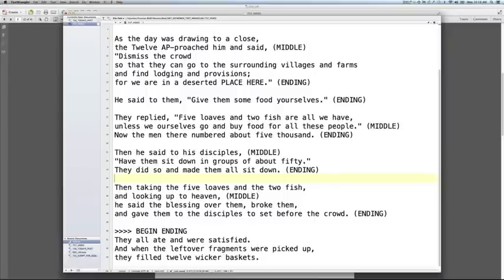Then taking the 5 loaves and the 2 fish, and looking up to heaven, he said the blessing over them, broke them, and gave them to the disciples to set before the crowd. Here's our ending. They all ate and were satisfied, and when the leftover fragments were picked up, they filled 12 wicker baskets. So, there you go.